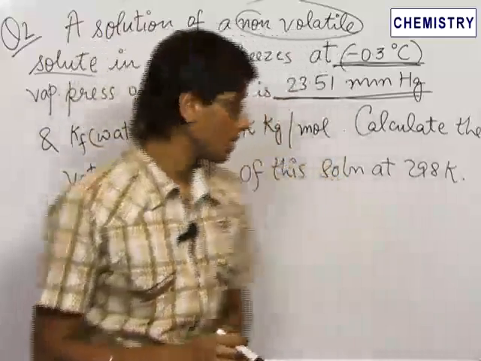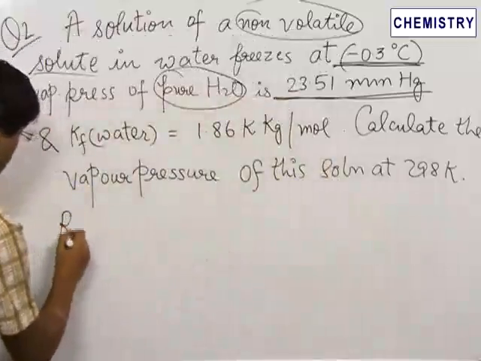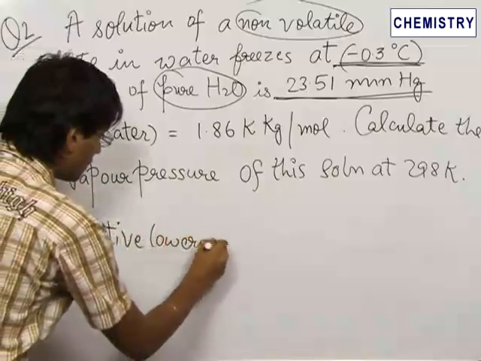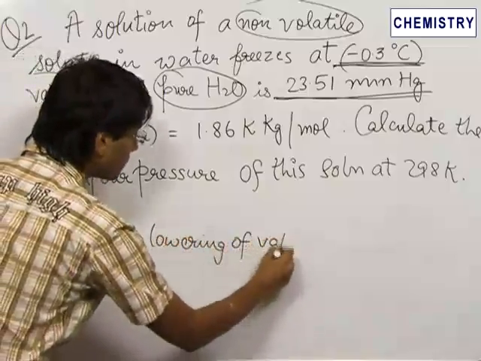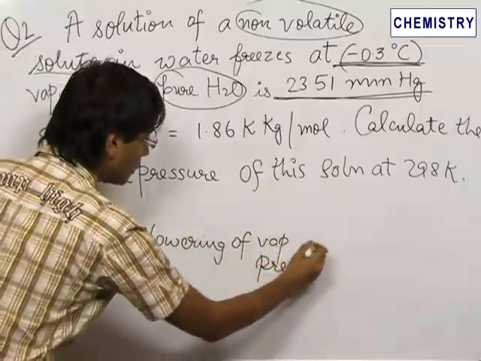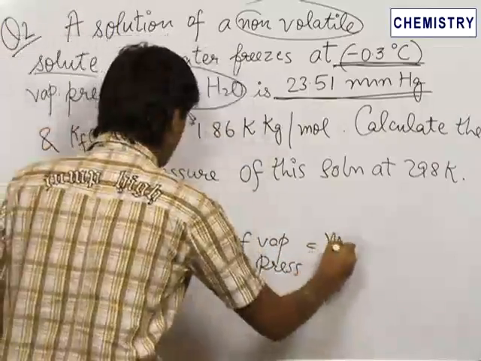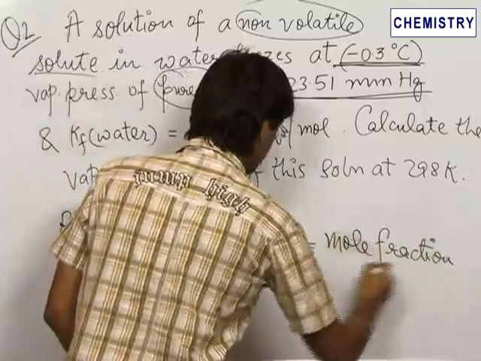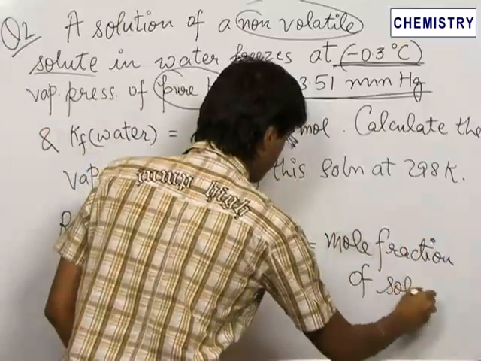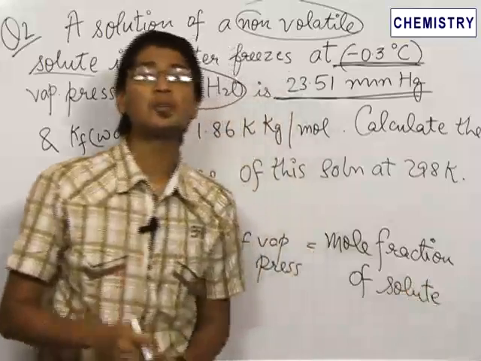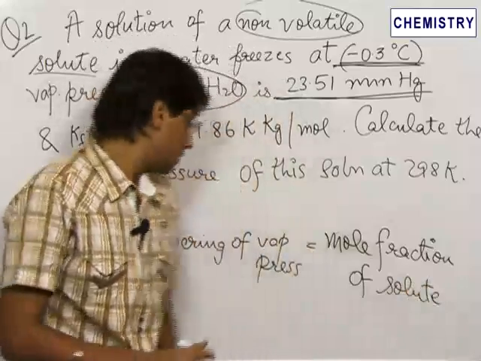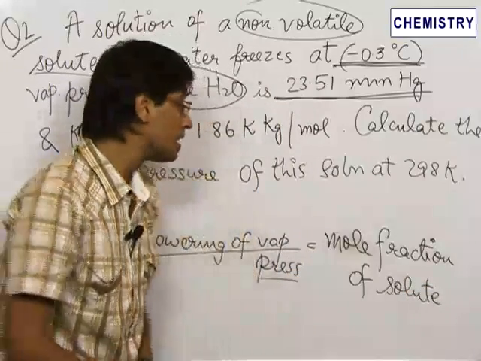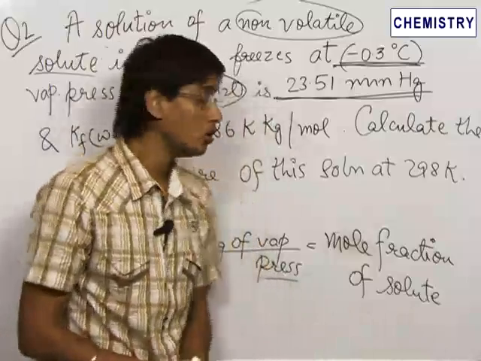So by Raoult's law, we know that relative lowering of vapor pressure is equal to mole fraction of the solute. This is the general statement of Raoult's law, that is, the relative lowering of vapor pressure on addition of the solute in the pure solvent is equal to the mole fraction of the solute.